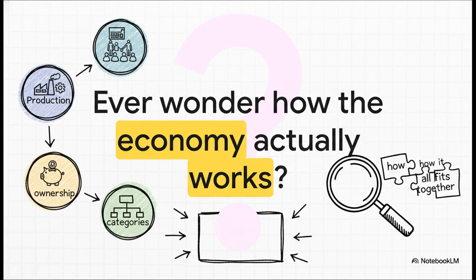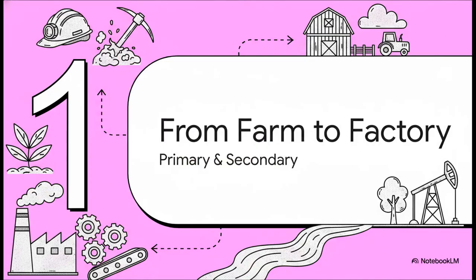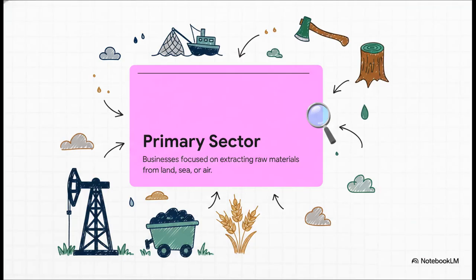By the end of this, you're going to have a really clear framework for understanding how all the pieces fit together. So, let's kick things off at the very beginning of the whole production chain. This first section is all about how we get raw materials out of the ground and turn them into actual physical products. Okay, so the primary sector is, well, it's exactly what it sounds like.